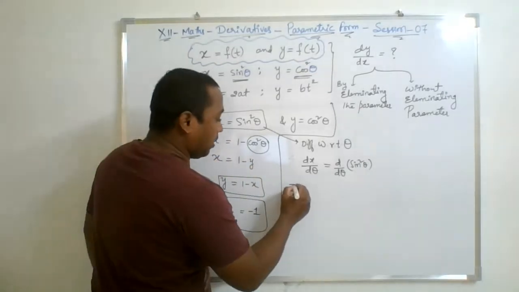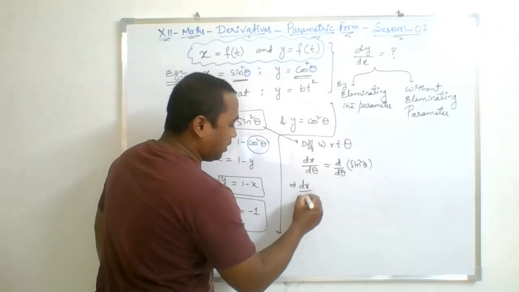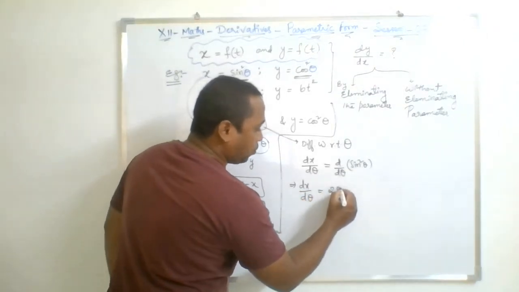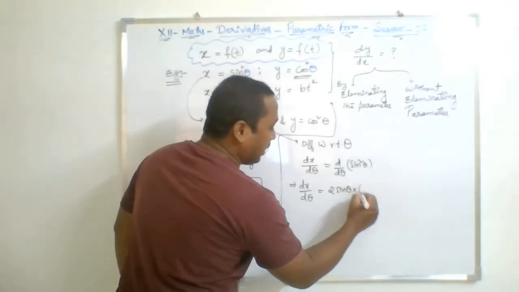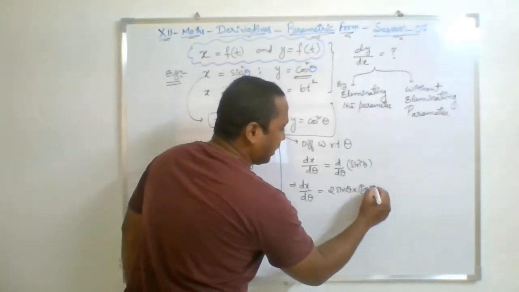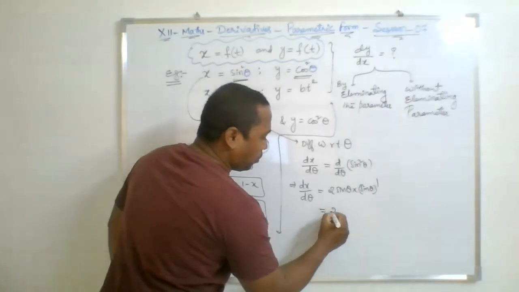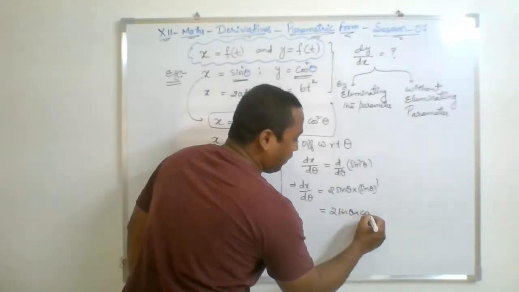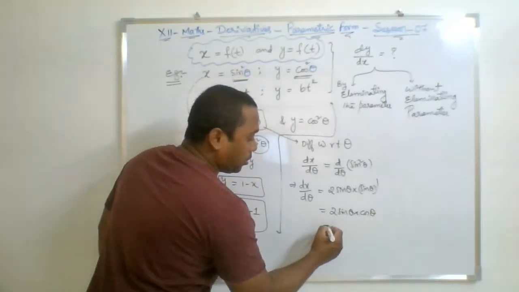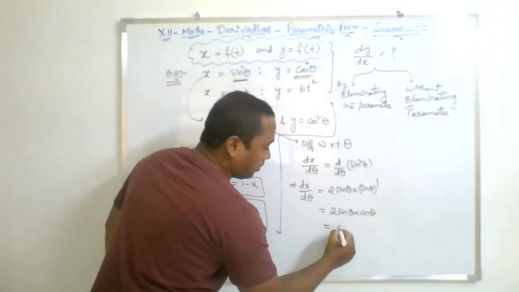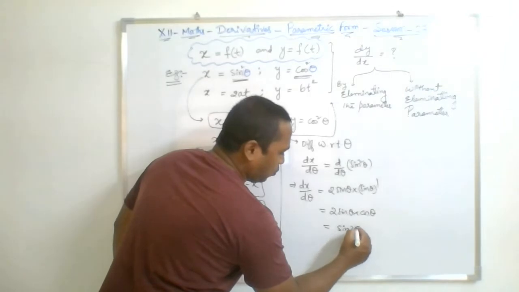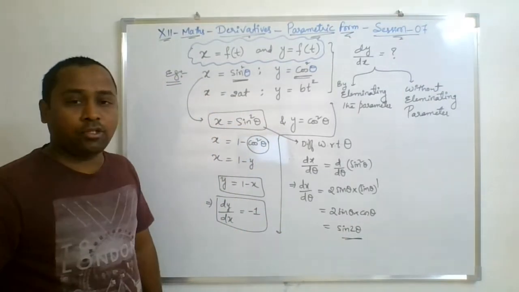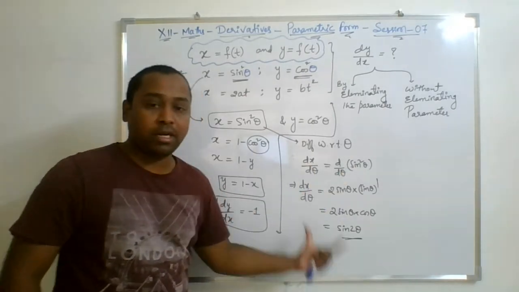So simply here dx by d theta is equal to 2x, meaning 2 sine theta into the derivative of sine theta. In the next step, 2 sine theta into the derivative of sine theta, which is cos theta. You may write it in simplified form as sine 2 theta. This expression is reduced to its simplest form, sine 2 theta. This is the half part done.